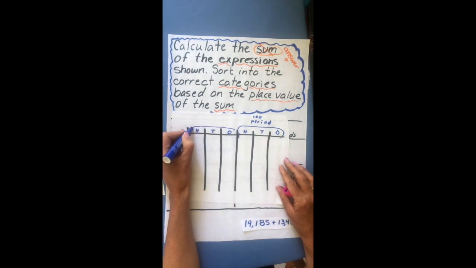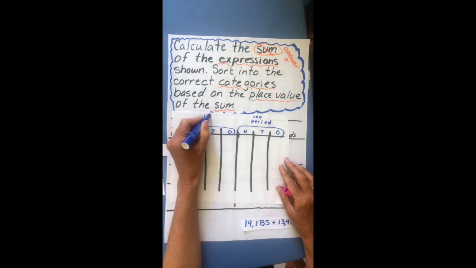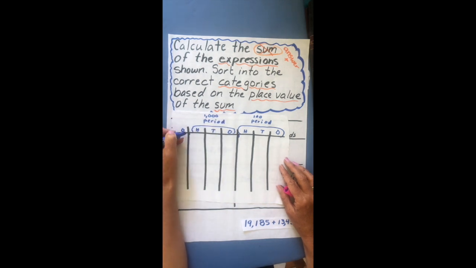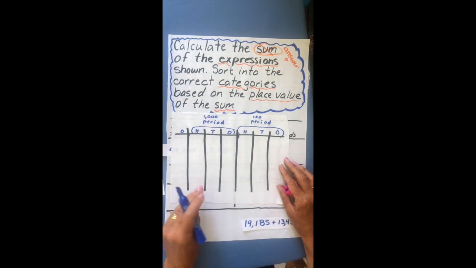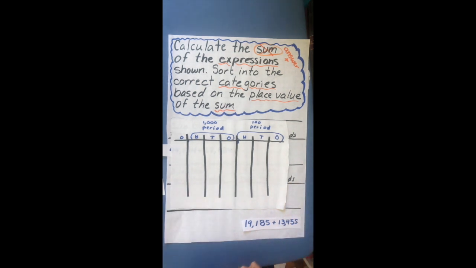This group of 3 is the thousands period. And then this one right here is the millions, but I'm not going to put that because we know that's there. Now I'm just going to do my next problem.